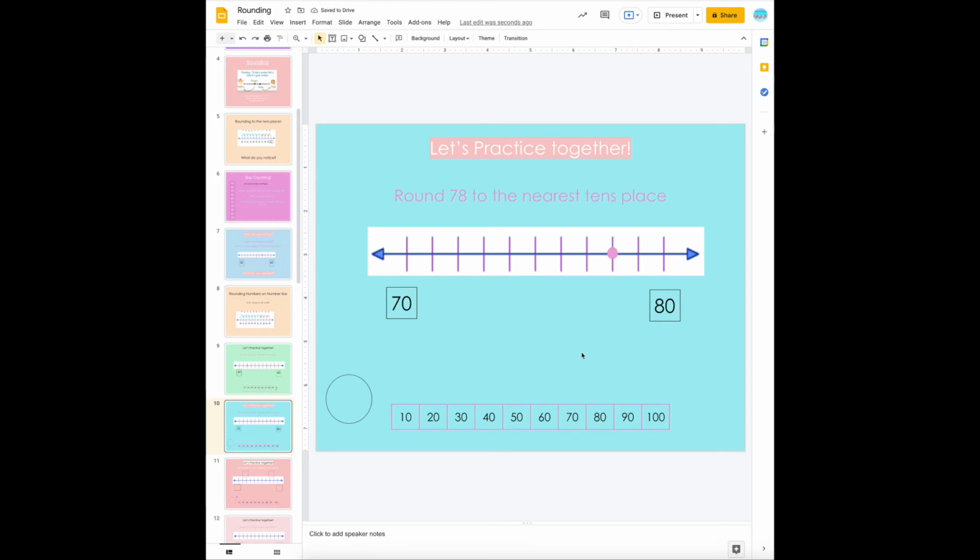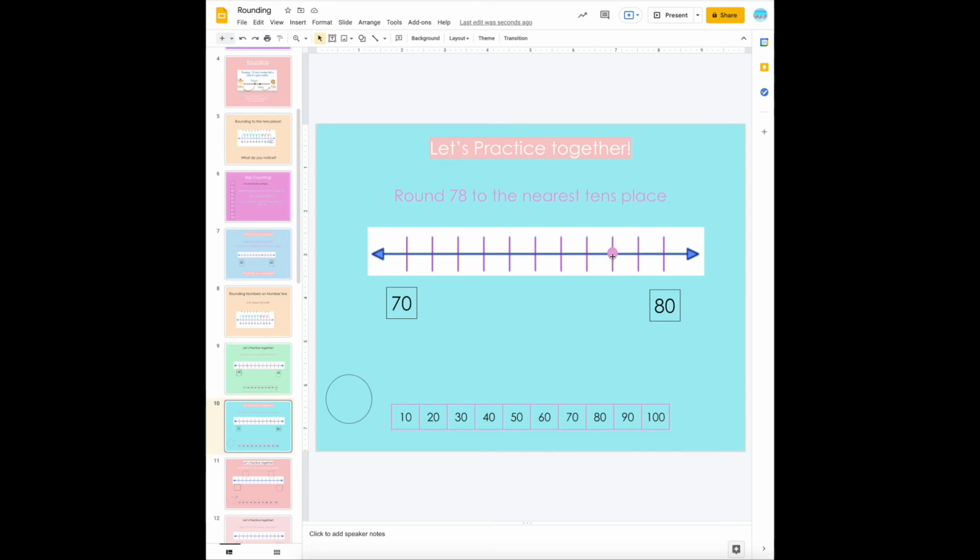Step 3 is to figure out which 10 is 78 closest to. Do I want to round down to the 70, or am I going to round up to 80? You can kind of visually see, again, which one it's closest to, right? We see it's a little bit further away from 70, but pretty close to 80. But let's count just to be sure. Remember, our goal is to get the fewest amount of jumps as possible. That's the one we're going to round to.